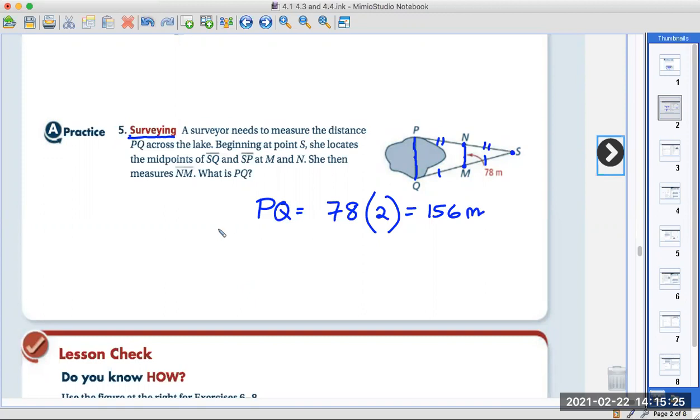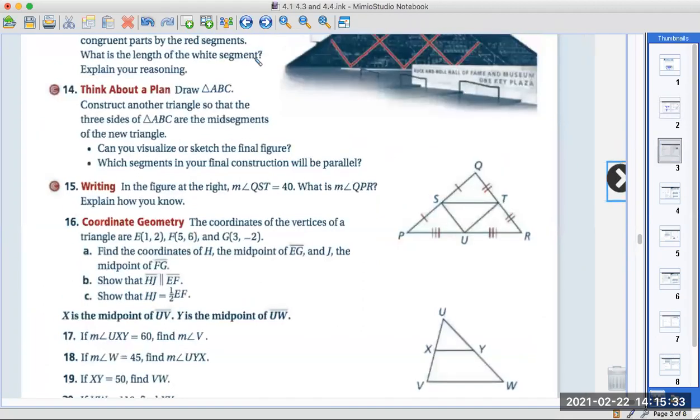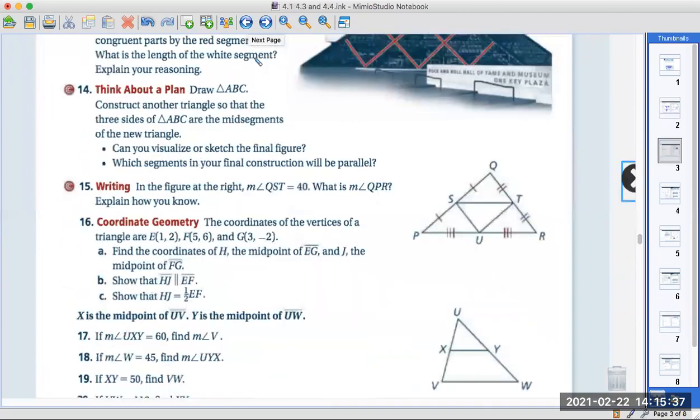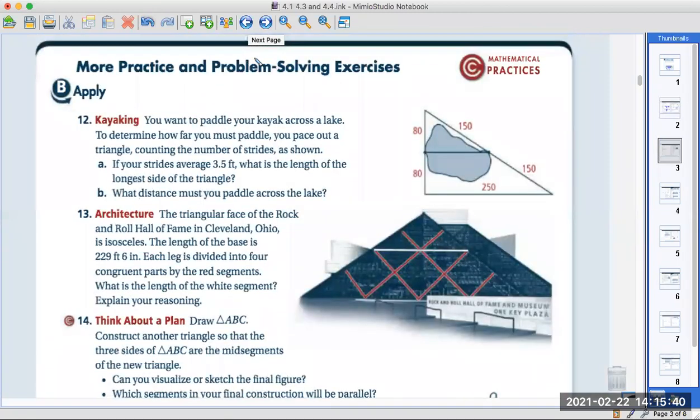So for homework on this lesson, go to page 205 and look at the kayaking problem. So this is page 205. You only have one question. I'm going to check it. Make sure you get it. If you don't, then I'll help you. You want to paddle your kayak across a lake this way, right? To determine how far you must paddle, you pace out a triangle. Here it is, counting the number of strides as shown.